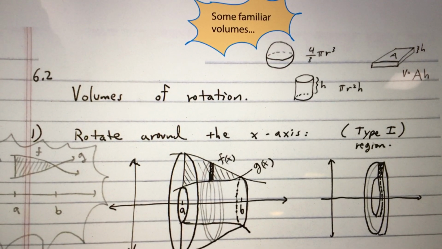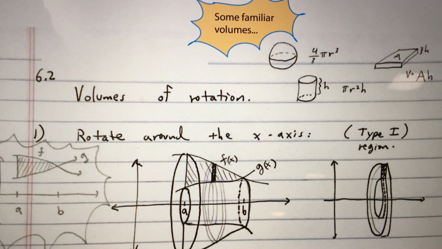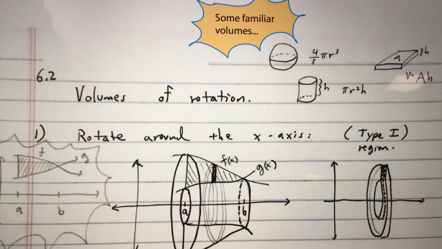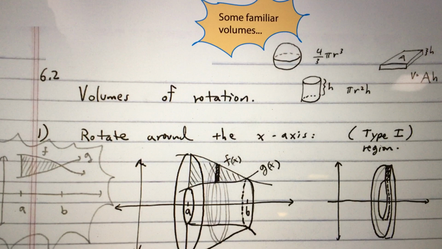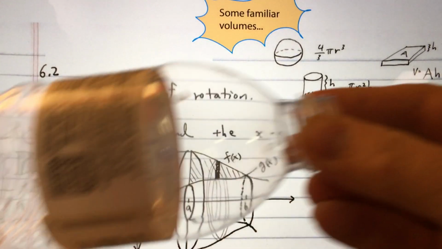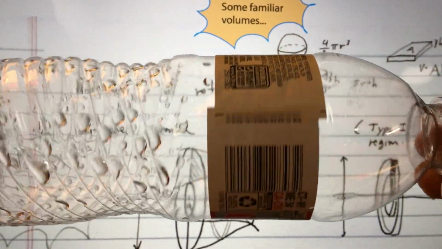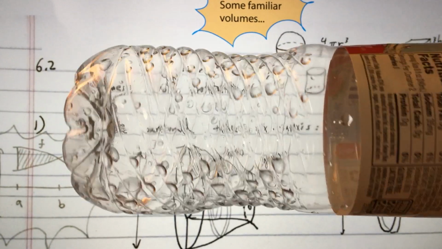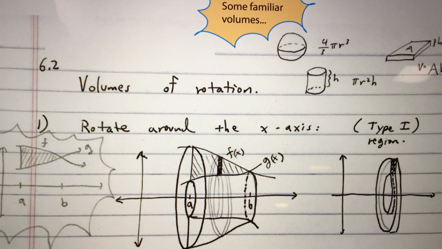However, now we're interested in volumes of rotation. So now that is something very familiar because you'll have seen light bulbs. A light bulb is a good example where the volume is a volume of rotation. It's not a perfect sphere. Here's a water bottle. It has a volume of rotation instead of being a perfect sphere. So here's how we do it.